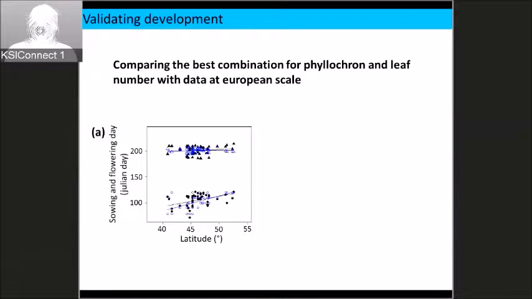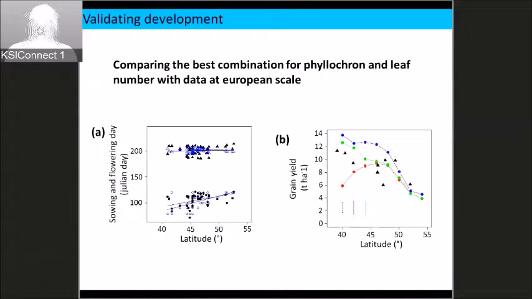And we also tested if our simulation of yield was not far from what was observed in the field. So we simulated yields as a function of latitude for well-watered fields. That's for rain-fed fields, and the green is considering the percentage of irrigated fields. And it was not far from what we observed in different countries.